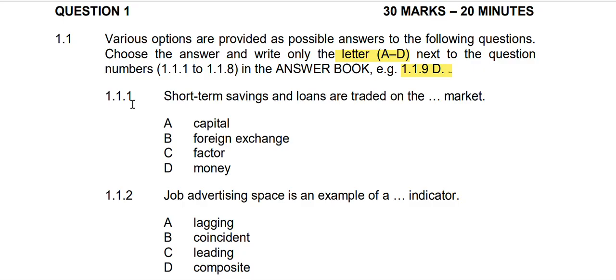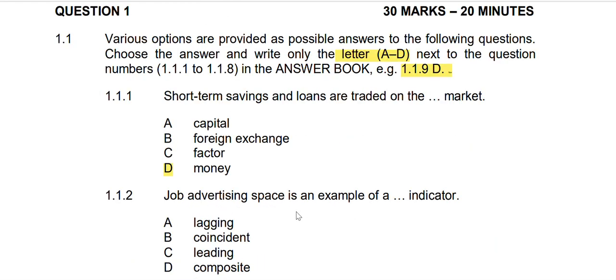Question number 1.1.1. Short-term savings and loans are traded on the market. A, capital market. B, foreign exchange. C, factor. D, money. And the correct answer is D. Why is it D? It is D because short-term savings and loans are traded in the money market. It is very important for you to remember again that you will only be providing D, not money. So you're going to say 1.1.1 and then you say D.